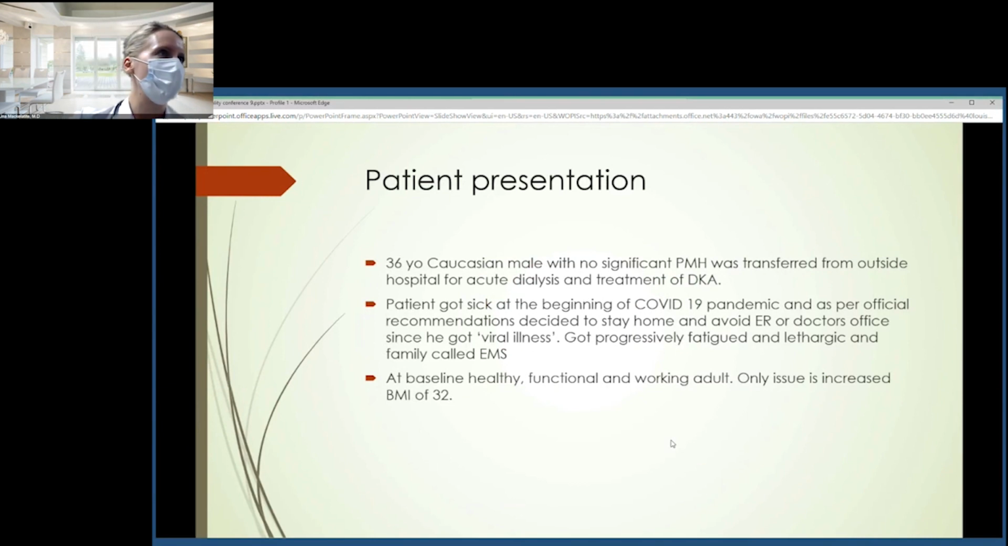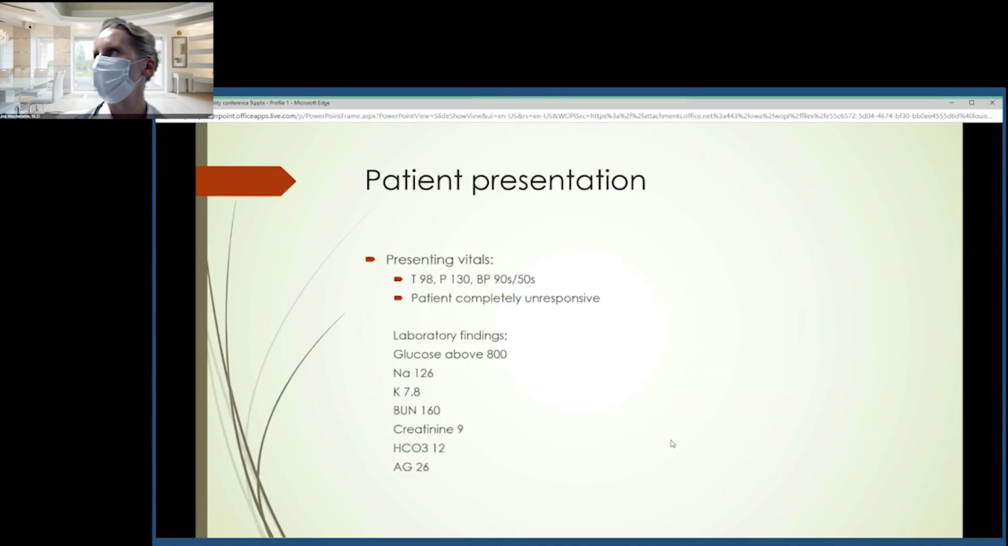At baseline, he was healthy, functional, working, had family, nothing wrong with the guy. The only thing is he had increased BMI. On presentation, his temperature was 98, pulse 130, blood pressure 90s over 50s, and the patient was completely unresponsive.